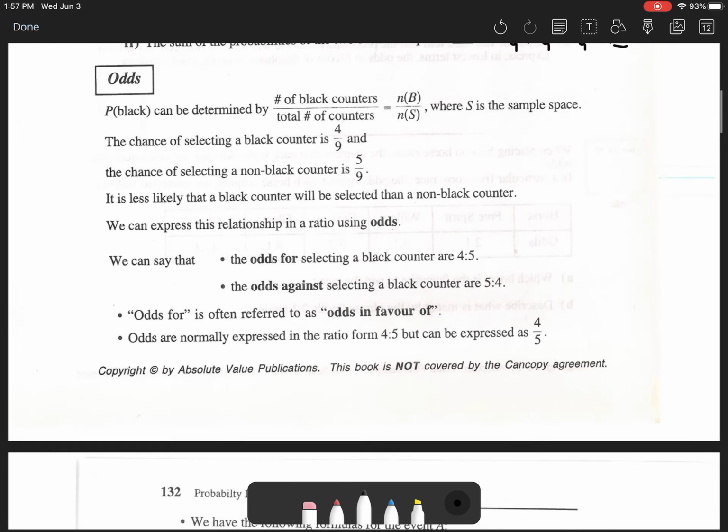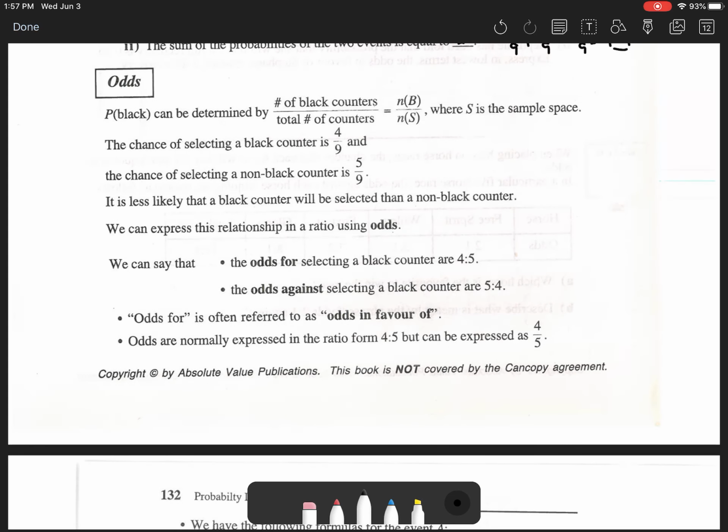Now, odds, okay? The probability of black can be determined by the number of black counters over the total number of counters, where S is the sample space. So the chance of selecting a black counter was 4 out of 9, and getting a non-black counter would be 5 out of 9. It is less likely that a black counter will be selected than a non-black counter, okay? So hopefully you can see that with the numbers. The chance of getting a black counter is less than non-black.